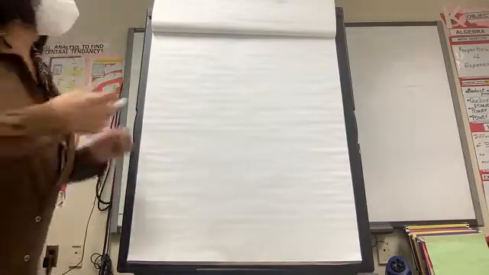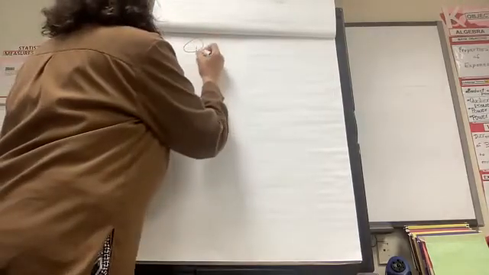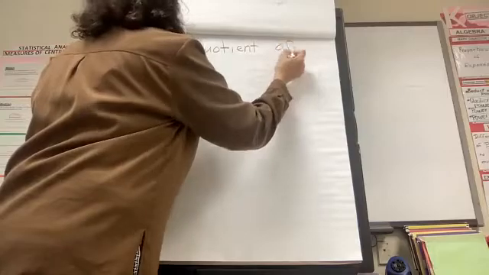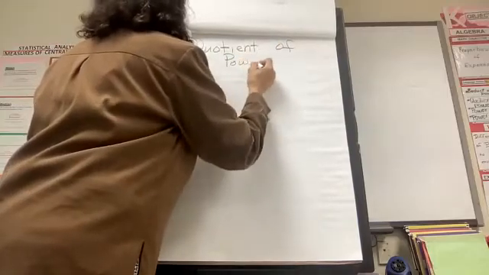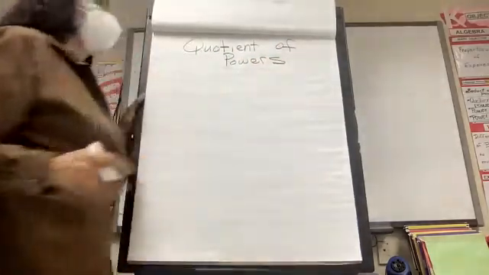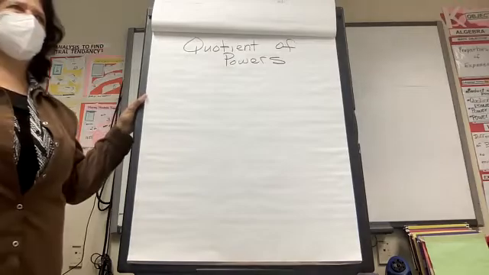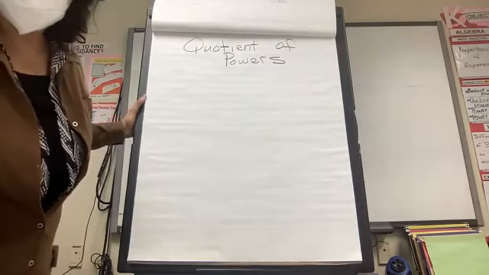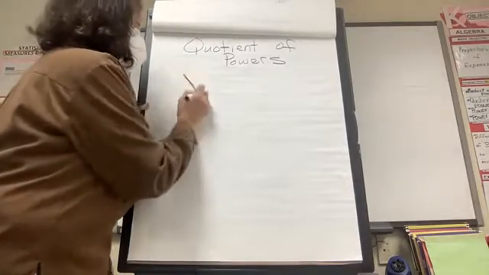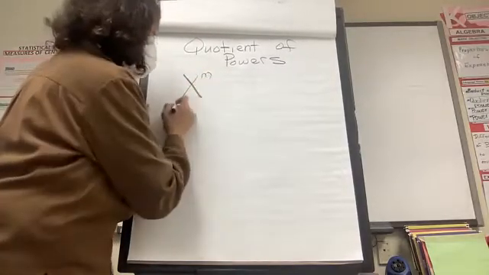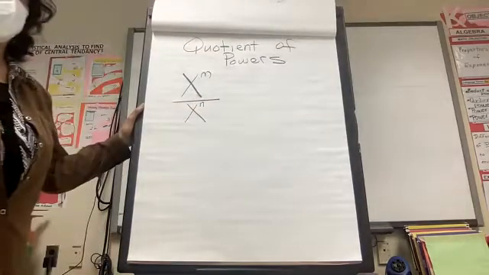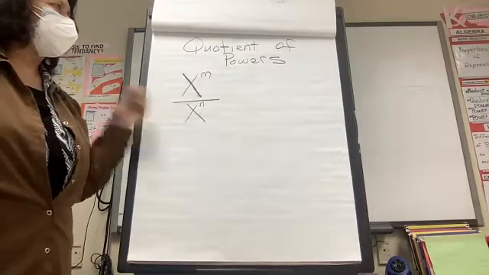So the next thing we're going to talk about is quotient of powers. Quotient is talking about division. If you say, what is the quotient, you're talking about a division problem. So for example, if I gave you x to the m divided by x to the n, what kind of problem is it? It is a division problem.